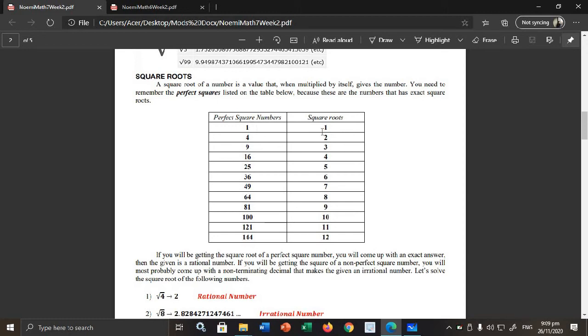So, square root ni 1, that is 1. Square root ni 4, that is 2. Okay? Square root ni 9, that is 3. Square root ni 16, that is 4. Dire-diretso lang siya. So, you need to remember perfect square numbers para madalian kayo sa lesson. And, magagamit nyo din to sa mga higher years.